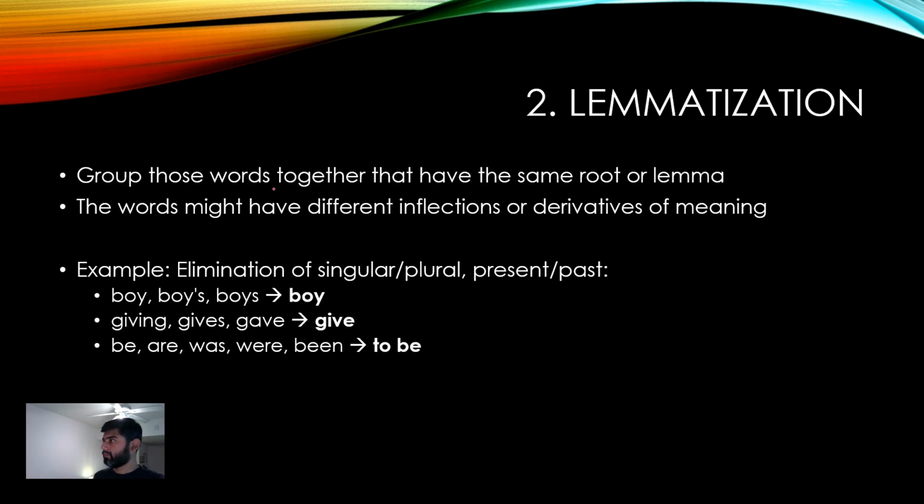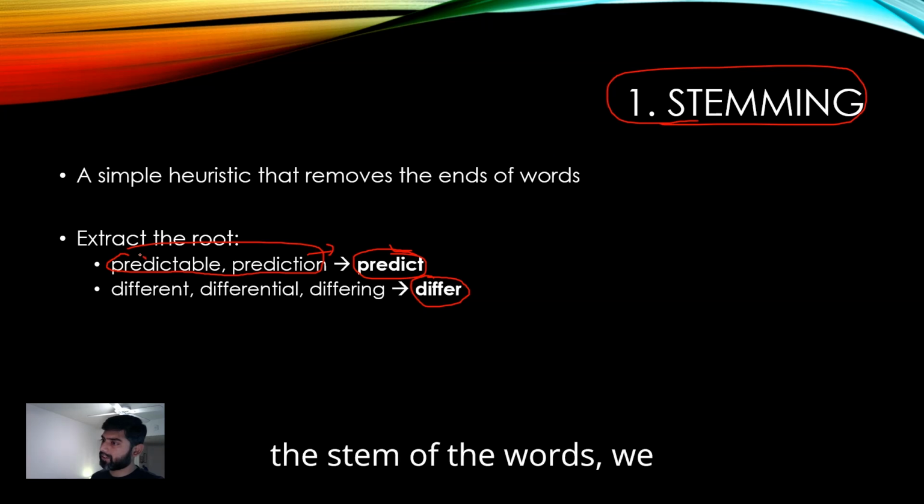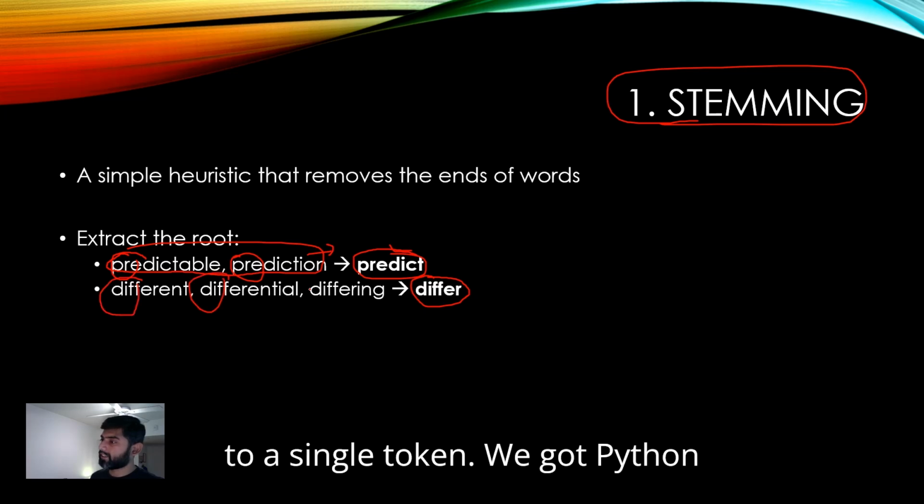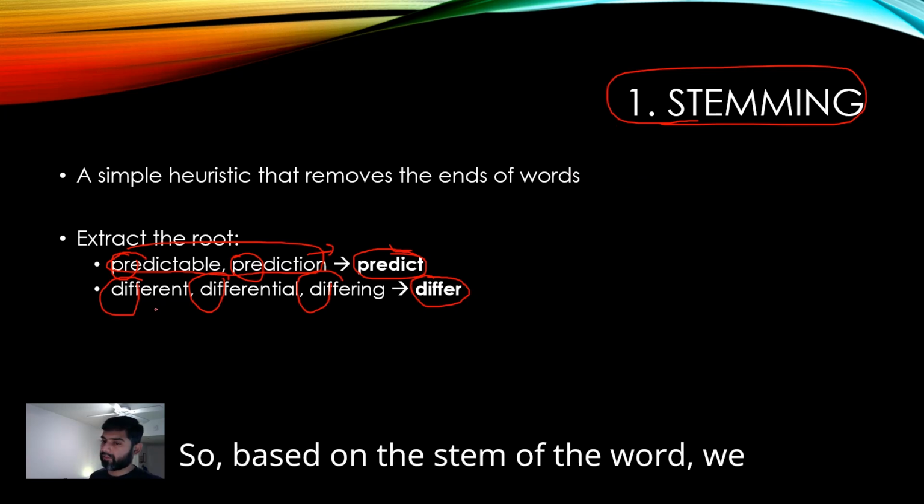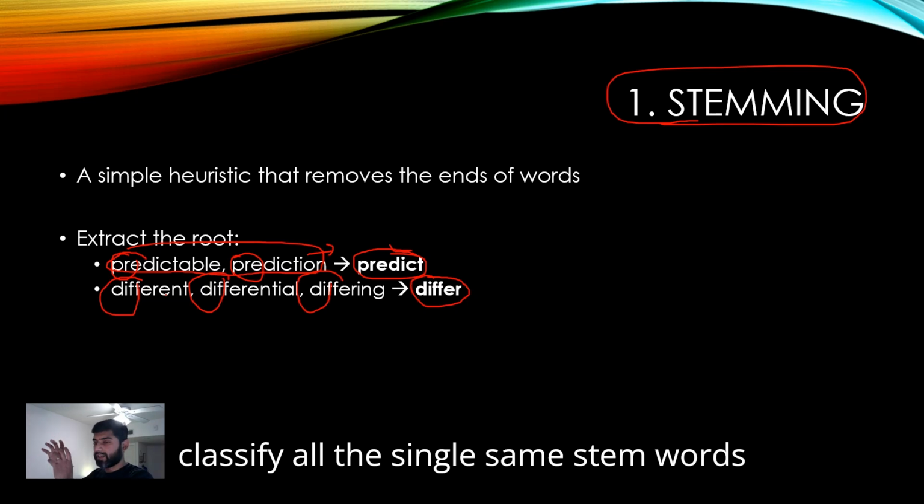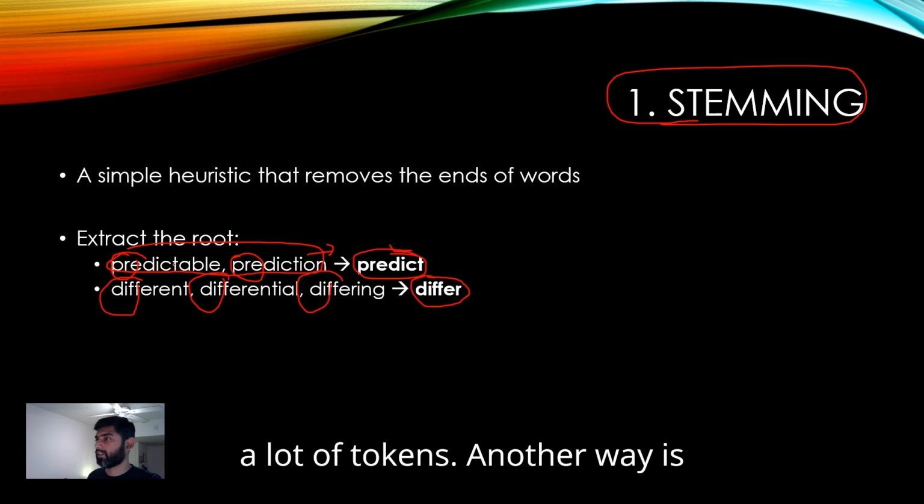This process is called stemming. Based on the stem of the words, we reduce the number of tokens to a single token. We have Python packages to achieve stemming. Based on the stem of the word, we classify all the words with the same stem into just one word, and this way we reduce a lot of tokens.